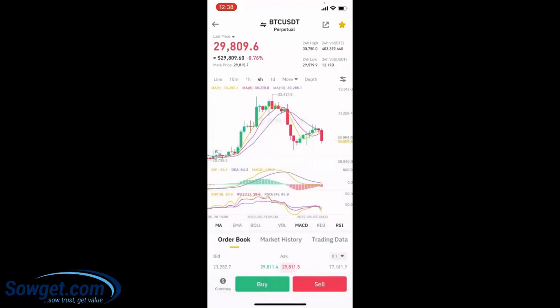And at the bottom side of the screen, you see your different technical indicators. You see your moving average, your volume, your Bollinger Band, or your MACD. You see the different indicators that you can use to do your analysis.